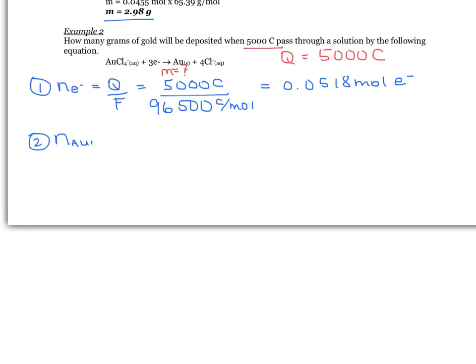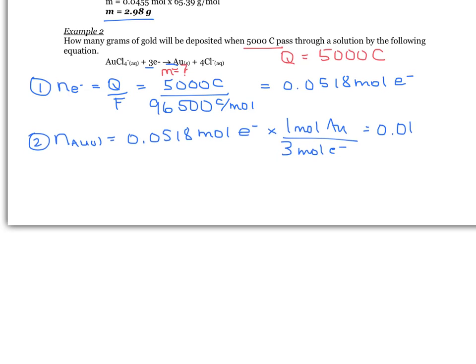Once we know the number of moles of electrons, we can find the number of moles required, in this case solid gold. It's equal to the number of moles given, which is the number of moles of electrons, times the coefficient required, here that would be 1, over the coefficient given, that would be the number of electrons, or 3 moles of electrons, to give us 0.0173 moles of gold. And then we can answer the question.